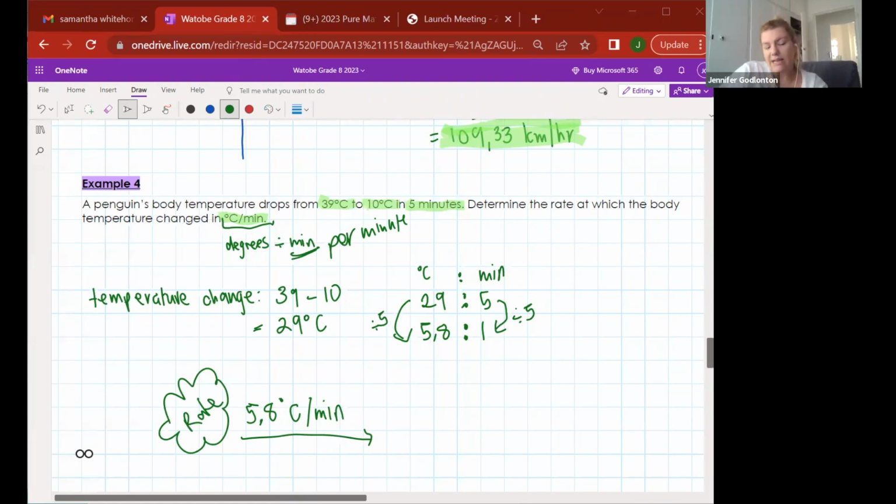Okay, take a screenshot if you would like. Let's try again. I see this hand. Hello. Ma'am, how did you get to 5,8? So I got the 5,8 by taking this 29 and dividing it by 5, and that's what gave me the 5,8. And the reason we divided by 5 is because on this side we had a 5 and a 1, and in order to get from 5 to 1, we would need to divide that by 5.